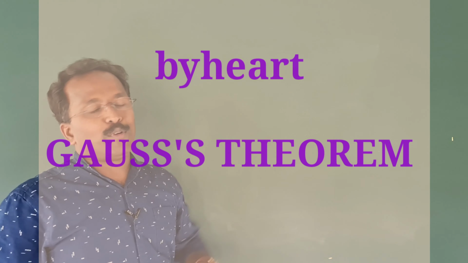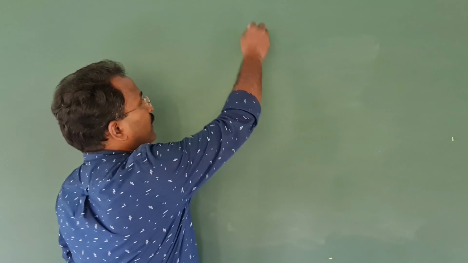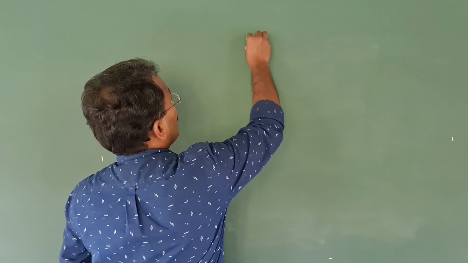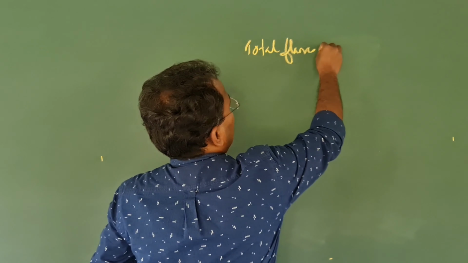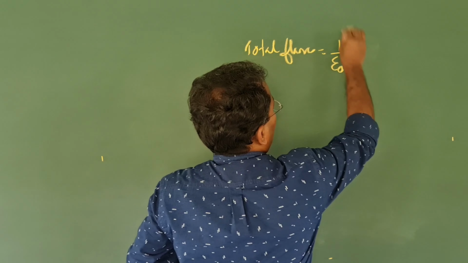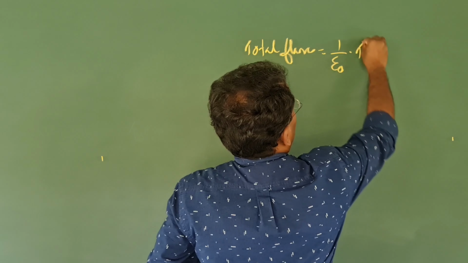So I have a fresh board again, and I am going to write the Gauss theorem equation here. That is, total flux is equal to 1 by epsilon 0 times the total charge.